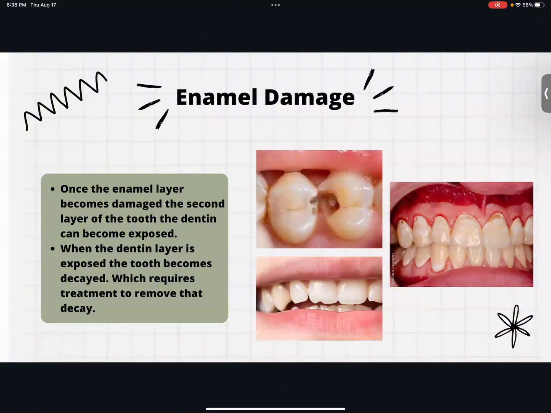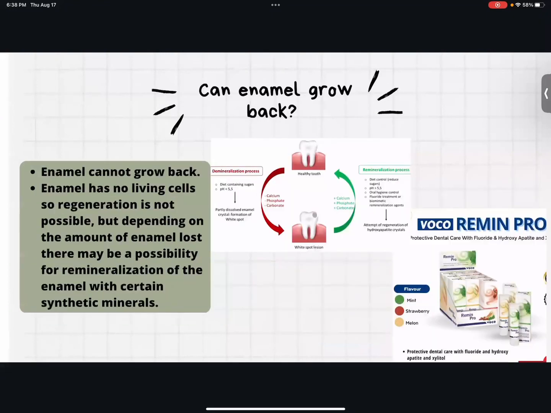The dentinal layer is much softer than the enamel and will not only cause hypersensitivity due to the dentinal tubules, but also cause tooth decay. Enamel has no living cells, so it is not able to regenerate on its own, but there is a possibility of remineralization with certain synthetic materials.